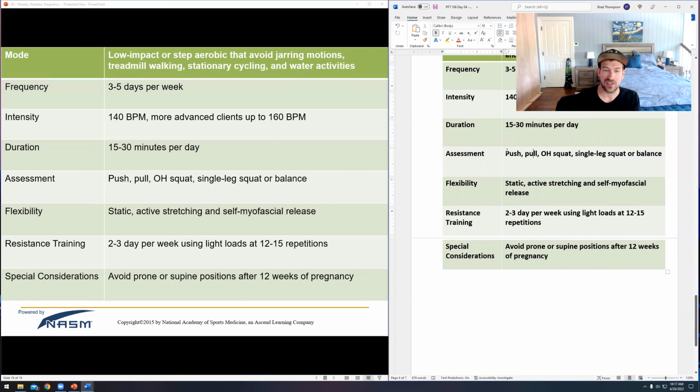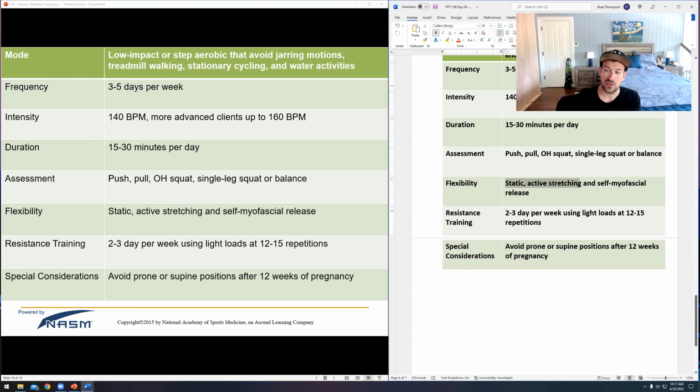Our assessments, if you are assessing for posture, you can do the push-pull, overhead squat, and single leg squat. However, assessing for posture when the body's posture is going to be naturally altered during pregnancy, to me, doesn't make a ton of sense. But those are the appropriate assessments there.